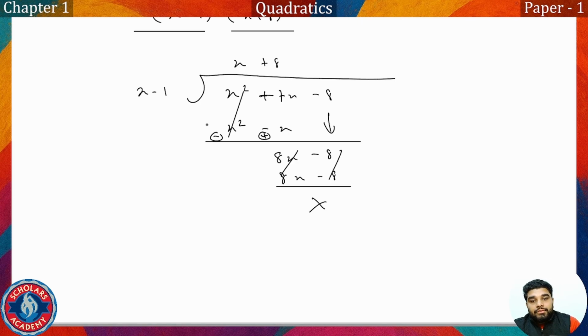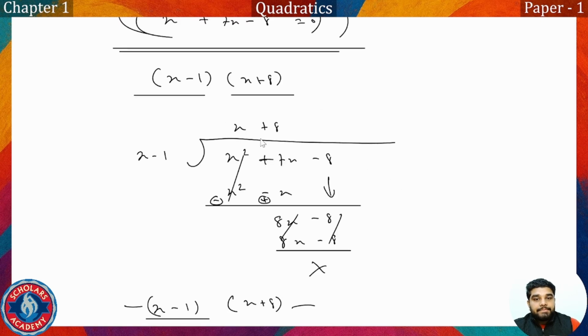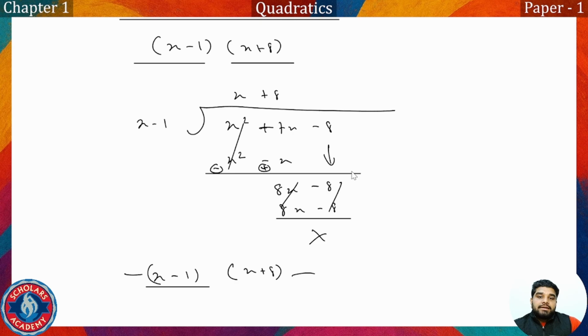So x minus 1 was the divisor and x plus 8 is the quotient. So these are two factors of this quadratic equation. So it is proved by the long division method as well. So factors in case of a polynomial equation are those equations, of the same degree or a smaller degree, which when divided into the polynomial equation give us another equation as well.